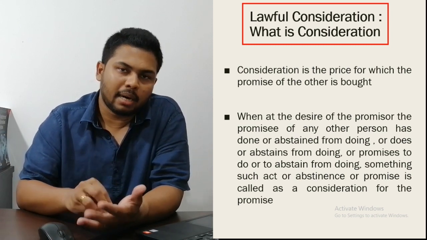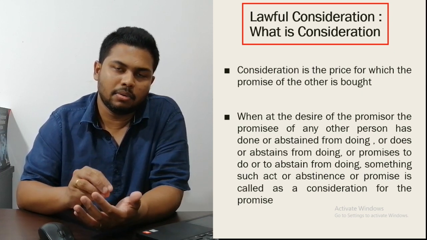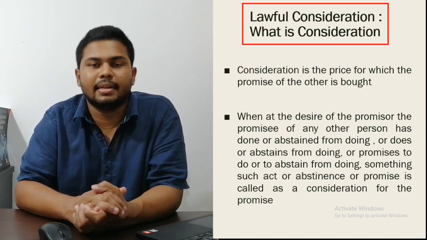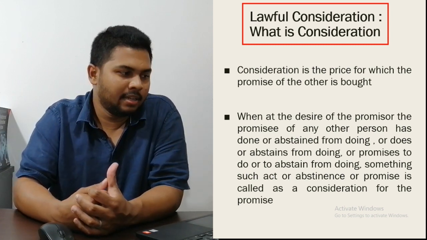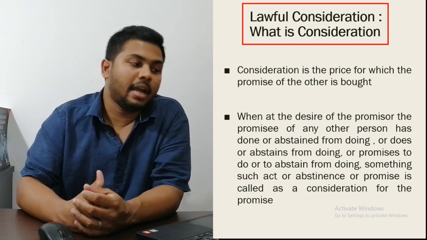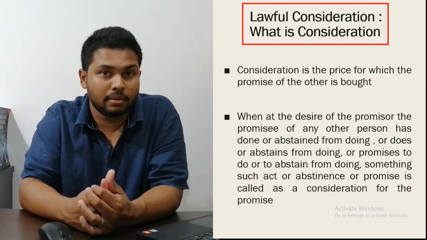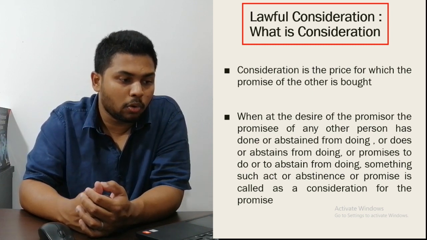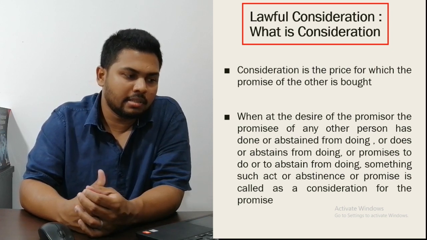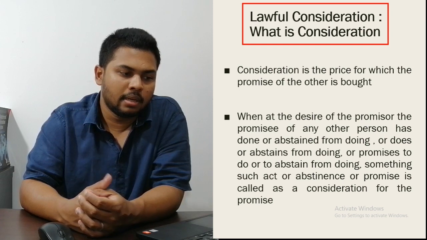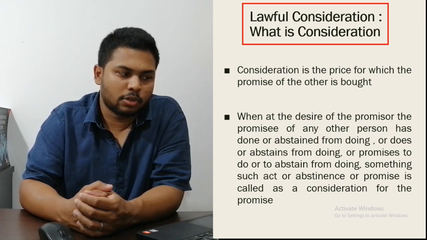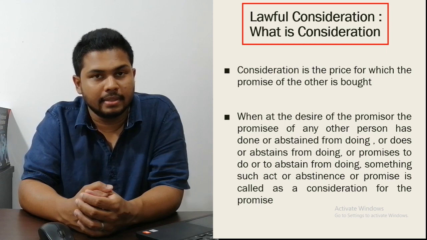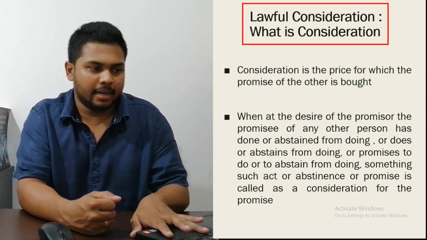If the contract is to become a legally valid document, it should contain a consideration known as a monetary value, right? So when at the desire of the promisor, the promisee or any other person has done or abstained from doing, or does or abstains from doing, or promises to do or to abstain from doing something, such act or abstinence or promise is called a consideration for the promise. See, it's that complicated.